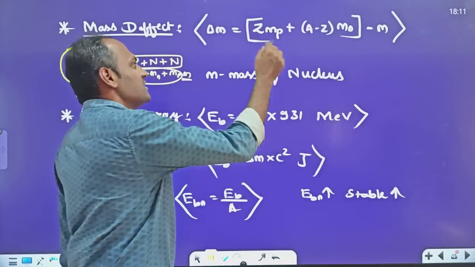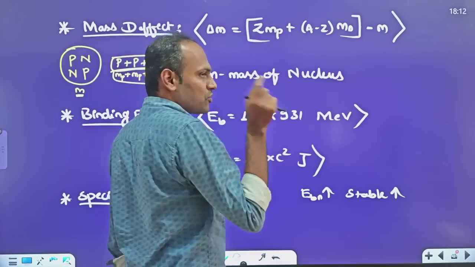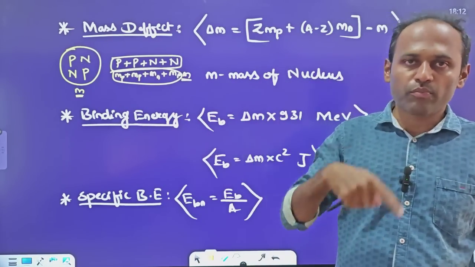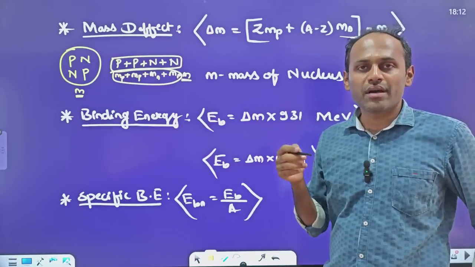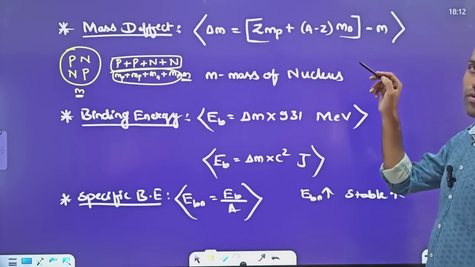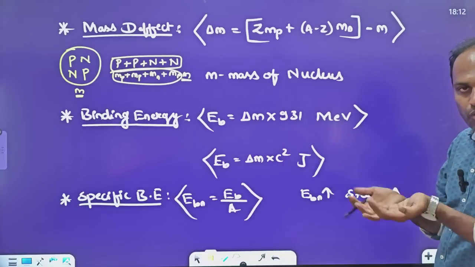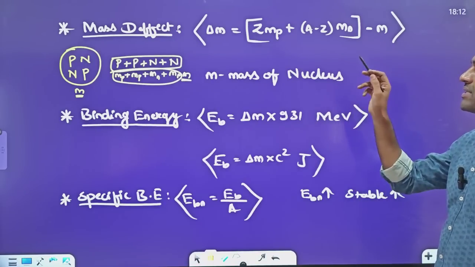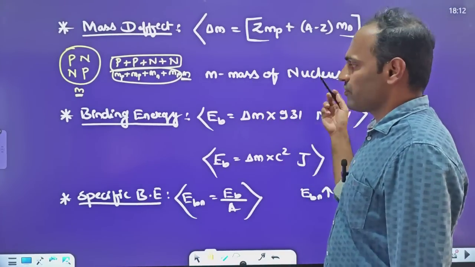It is calculated by ZMP plus (A minus Z) MN minus M, where Z is the number of protons and MP is the mass of 1 proton. So the total number of protons into the mass of 1 proton gives the mass of all protons. Next, A minus Z, mass number minus atomic number, gives the number of neutrons, times the mass of a neutron. And M is the mass of the nucleus formed when all the neutrons and protons together form a spherical nucleus. This is mass defect.